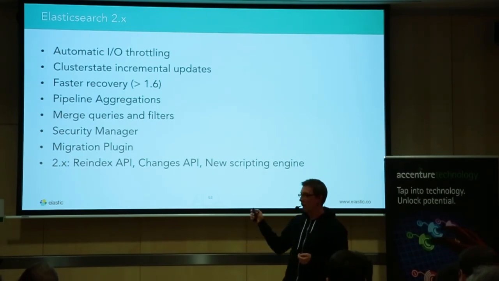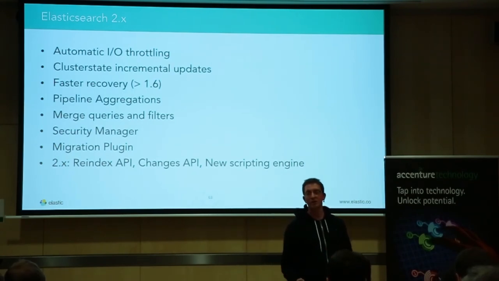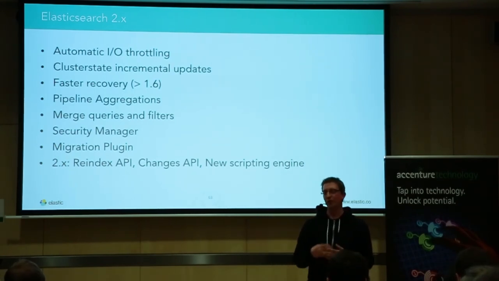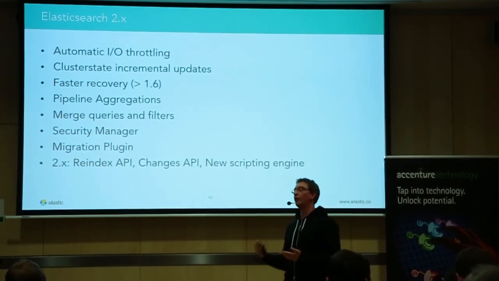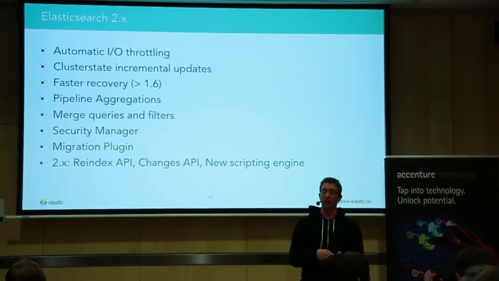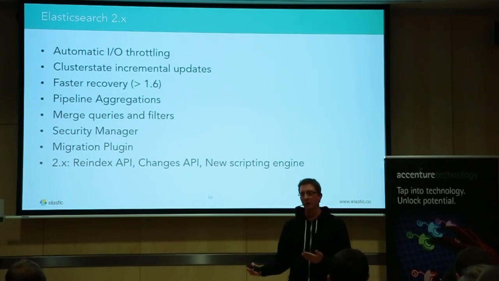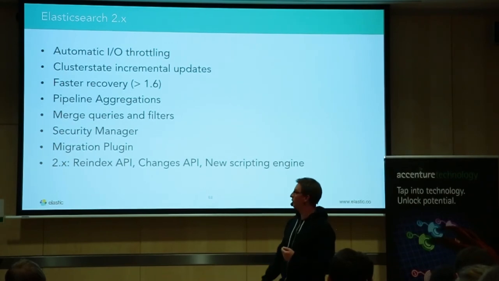Pipeline aggregations are one of the major features of Elasticsearch 2.0. So far you could run aggregations, but what you couldn't do is run aggregations on top of aggregations. If you wanted to do stuff like moving averages, for example, you would need to take the values from Elasticsearch and do this yourself. Pipeline aggregations allow you to do just that. So you can aggregate on top of the results of aggregations, which is really powerful.